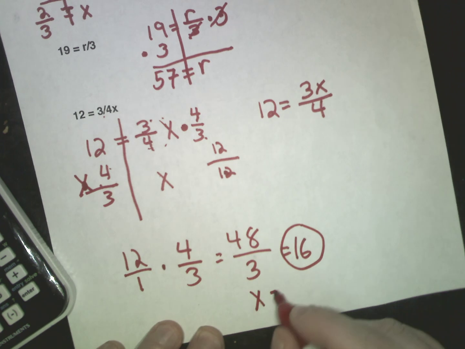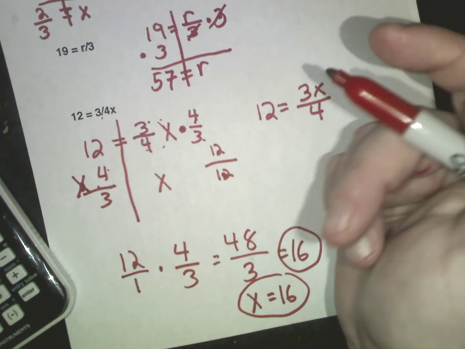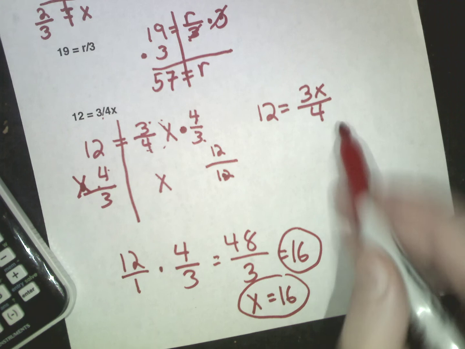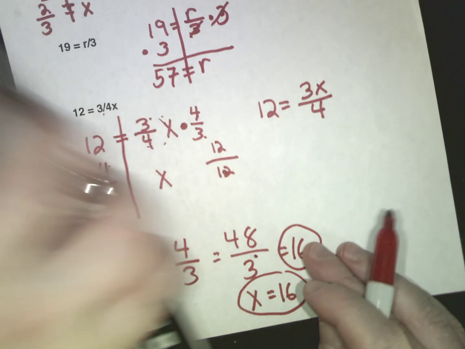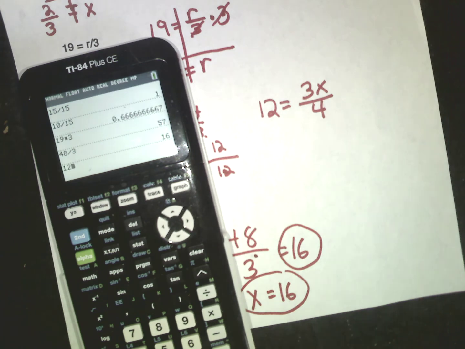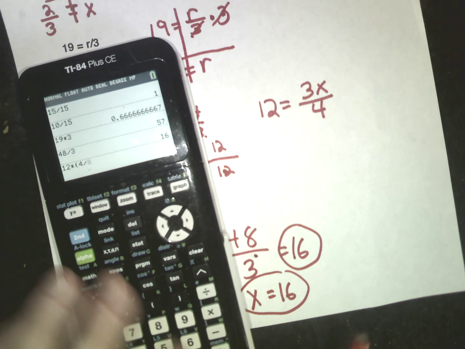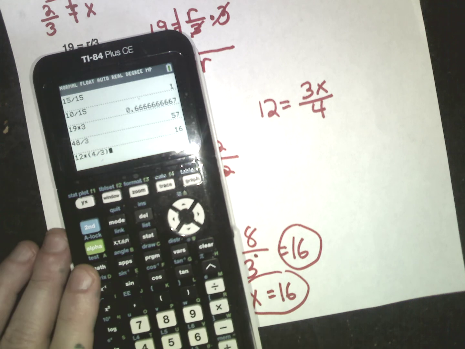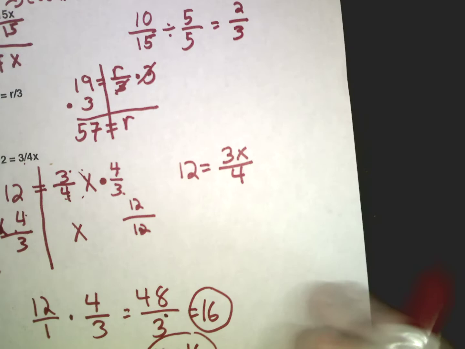X equals 16. A little bit more trickiness, but it kind of makes this a 1-step equation, especially if you can put this in the calculator. And all I would have had to do then, I didn't want to show you the math, I could have just done 12 times 4 divided by 3. 16. Okay, another way to do it.